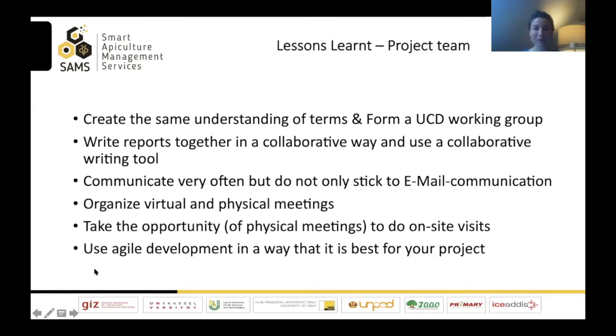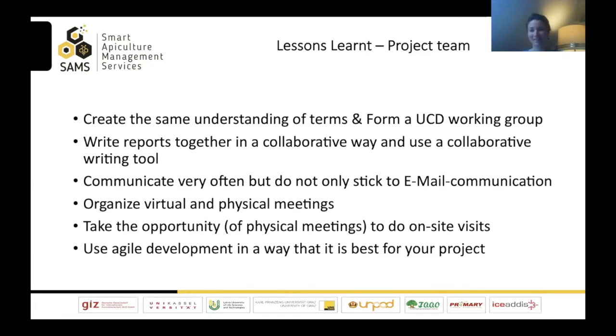Yeah, the first learning from the UCD and SAMS project was maybe to create the same understanding of terms. We did that in the form of a UCD glossary, and we also formed a UCD working group, which consists of about 5 to 7 members of our SAMS project team. And as you can see, Katrin, Mita, and me, we are 3 out of these.